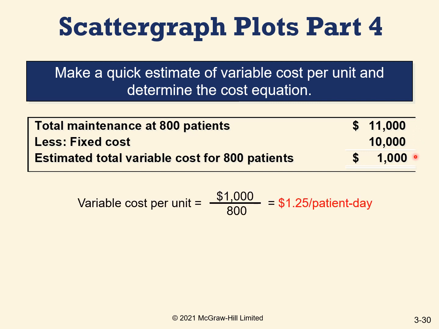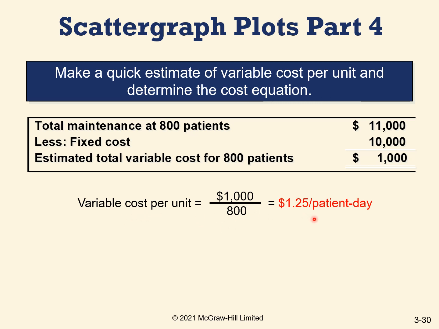So if we take it the next step over, if we can find our variable cost per unit, we know our total variable cost is $1,000 and we know our activity level is 800, we can deduce that our variable cost per unit is going to be $1.25 per patient day. So that's our 1,000 divided by 800. So now we have our variable cost per unit.